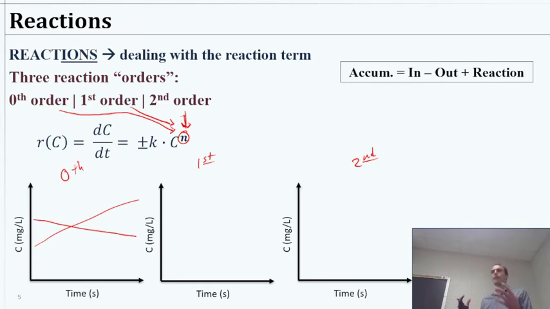Whichever one it is, that's going to determine our reaction order. So what this means is the reaction order gives us information on whether or not it depends on how much stuff we have there.